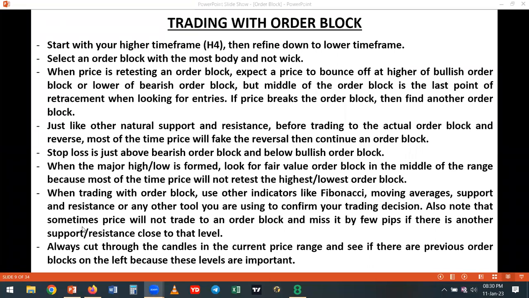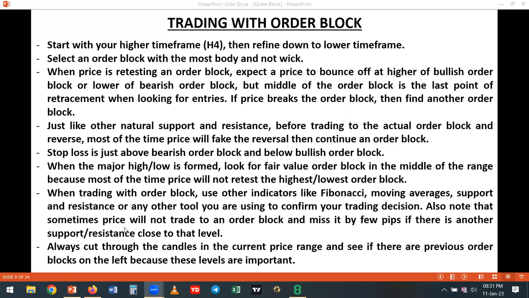When trading with order block, use other indicators. Most times you do not trade in isolation. Whatever pattern you trade, you try to combine one or two other things with it. As we progress, I'm going to point out some other things you combine order blocks with to trade with it, as the class progresses.